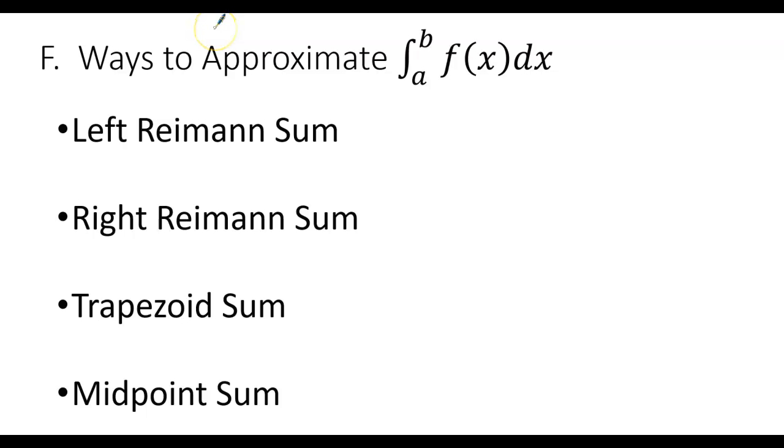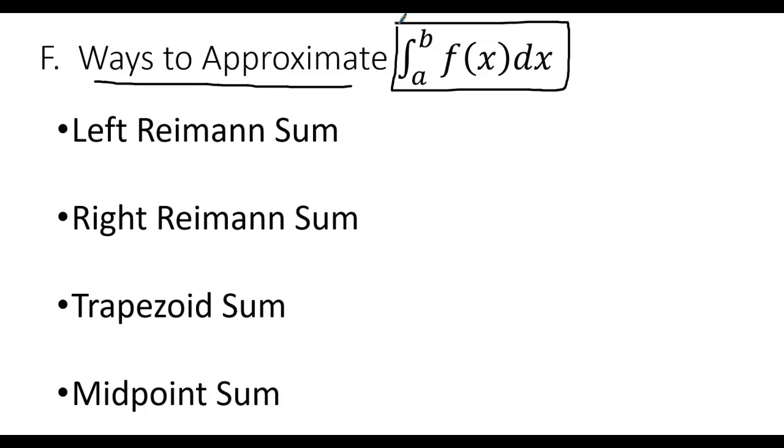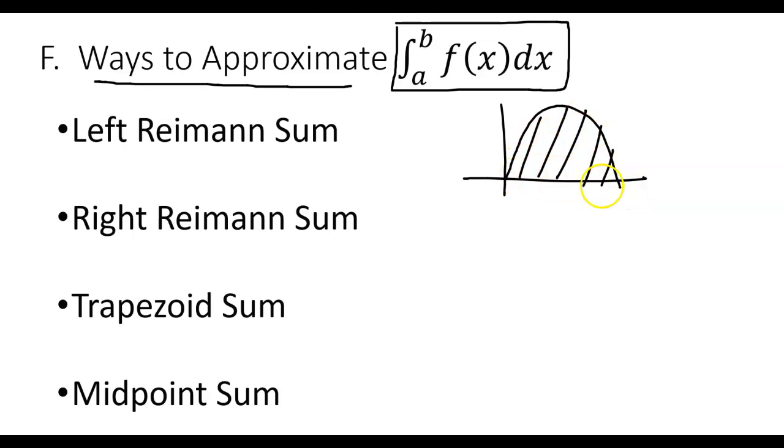Next, we need to look at Riemann sums. There are 4 Riemann sums, and these are ways to estimate an integral value, a definite integral value. Remember, what does a definite integral represent? It represents the area under a curve. Okay, but before calculus came along, what people would do is they would estimate the area under the curve by drawing rectangles. It's not a perfect fit, but it can get you pretty close.